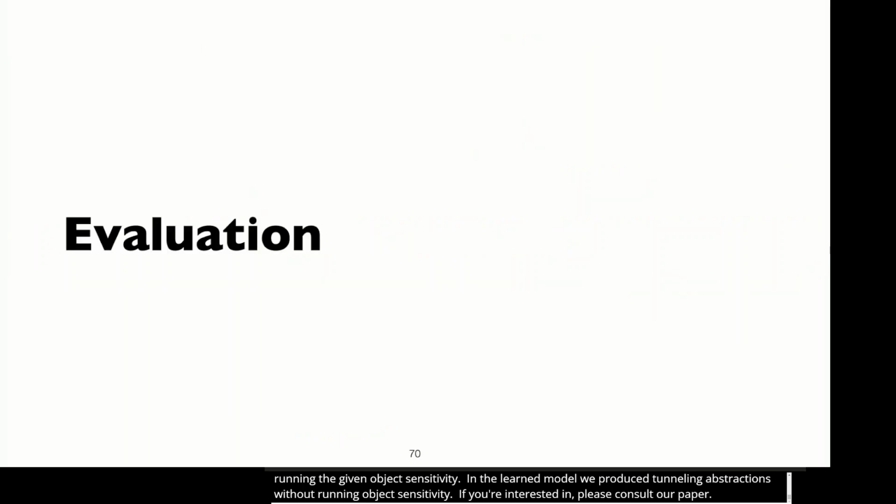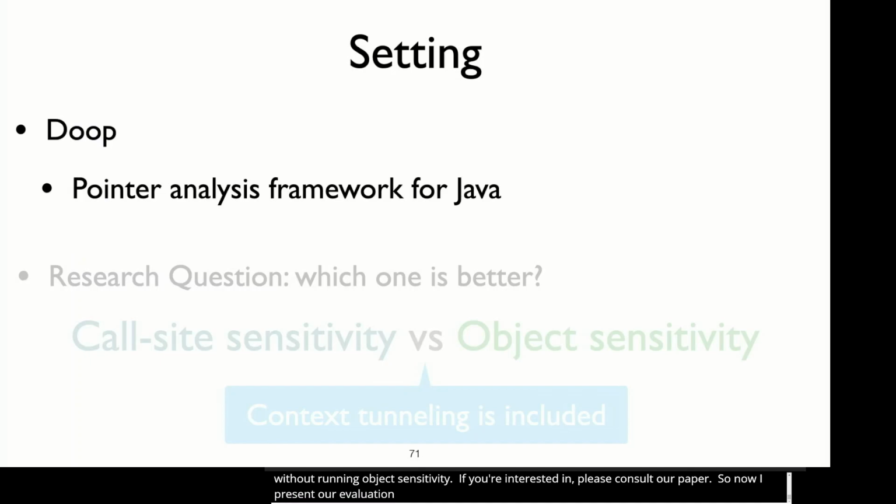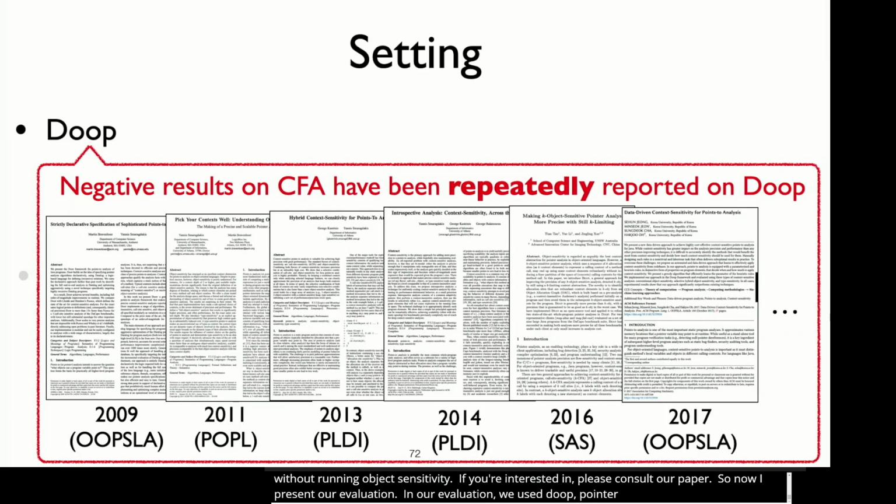So now I'll present our evaluation. In our evaluation, we used Doop, a popular points-to analysis framework for Java. And it is an interesting point that negative results on call site sensitivity have been repeatedly reported on Doop. Before today, call site sensitivity has always lost on Doop.